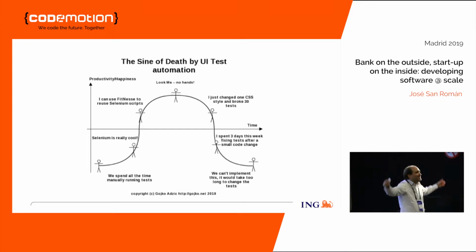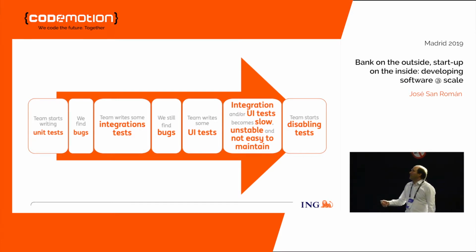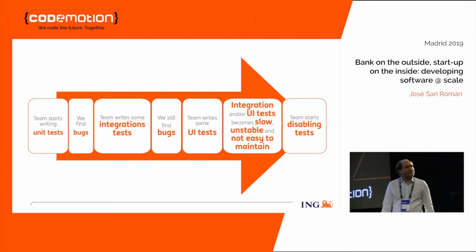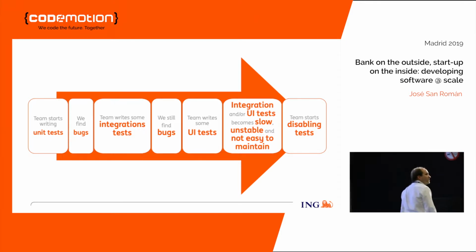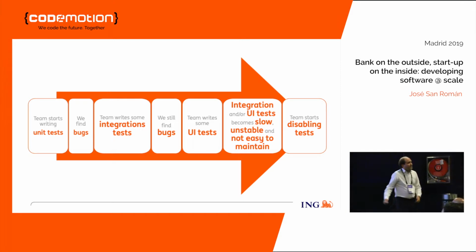Look at that. No hands. Incredible. What happened later on? They start having problems with their tests because they are not able to maintain them. I don't want to be that team. Saying to the business, we can't implement your features because it would take too long, because I need to change so many tests.